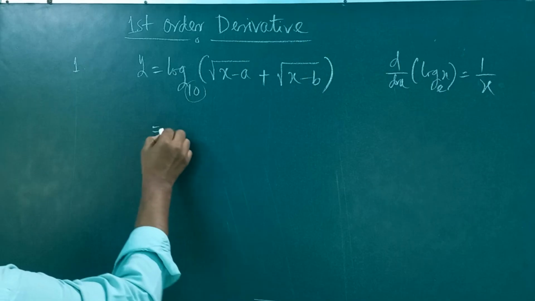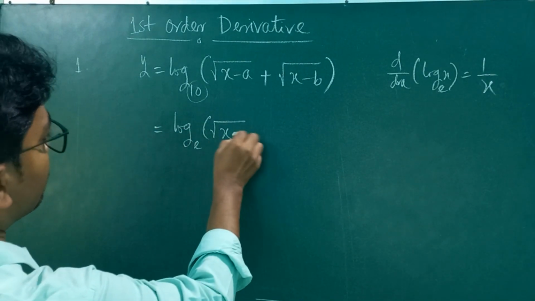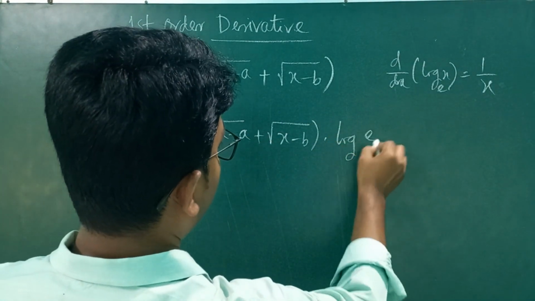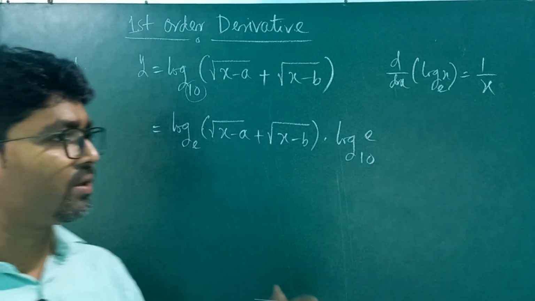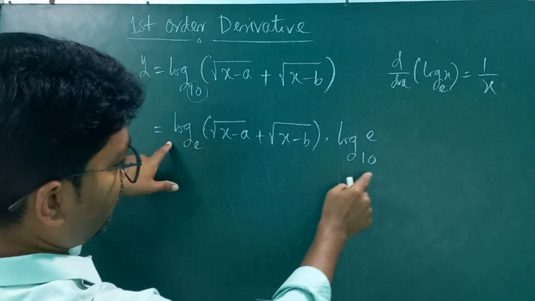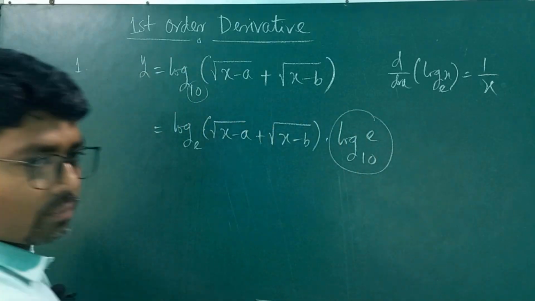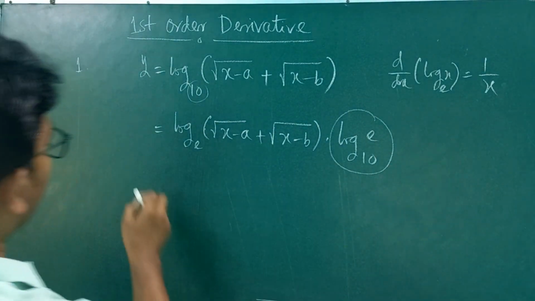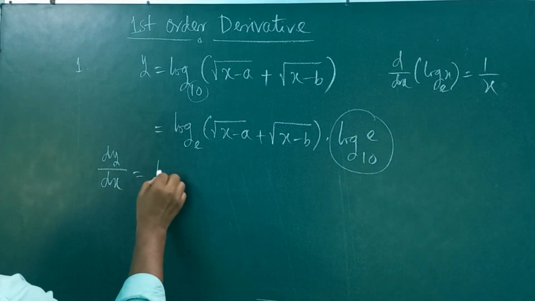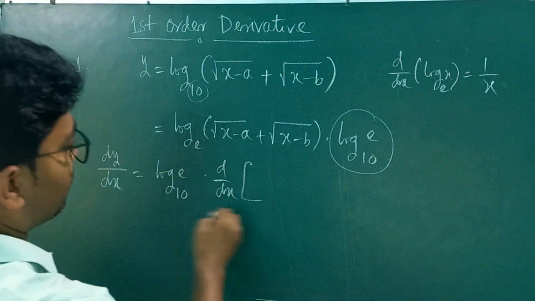How can we change it? We can write this by the base changing rule. In this way, this is the base changing rule. You can think this e and this e will cancel and log base 10 remains the same. Now this one is constant. So when we take the derivative, dy by dx, this one is constant, so it remains the same. We have to calculate just the derivative of this function.